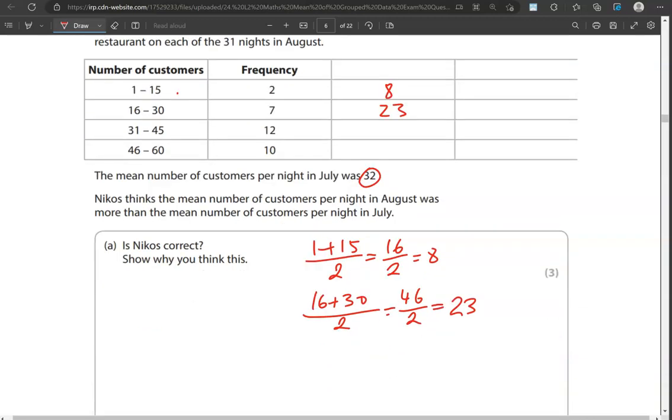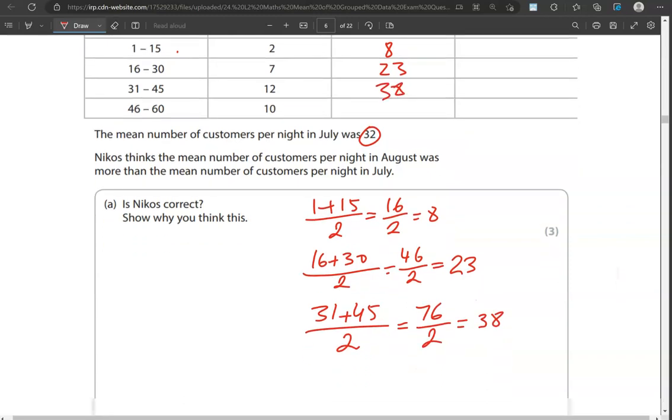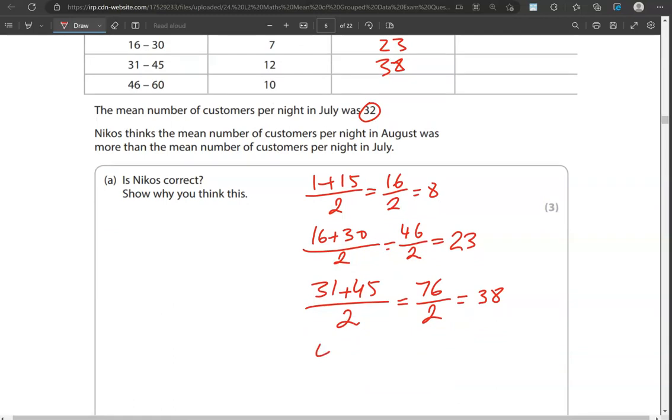Now finding the midpoint between 31 and 45, so 31 add 45 divided by 2, so that is 76 divided by 2, which gives us 38. And the midpoint between 46 and 60, so 46 and 60, that is 106 divided by 2, that gives us 53.